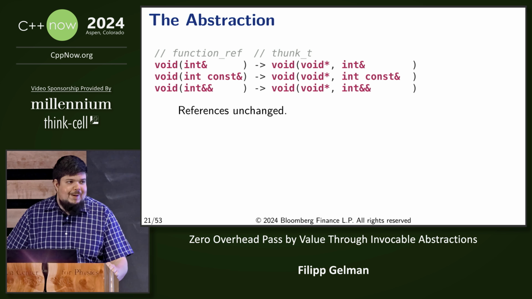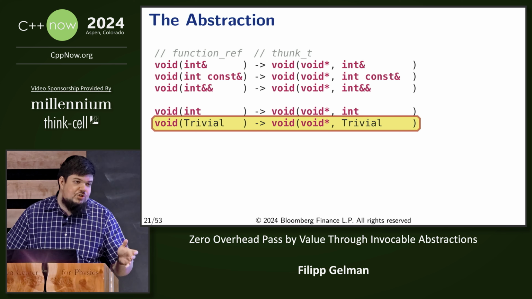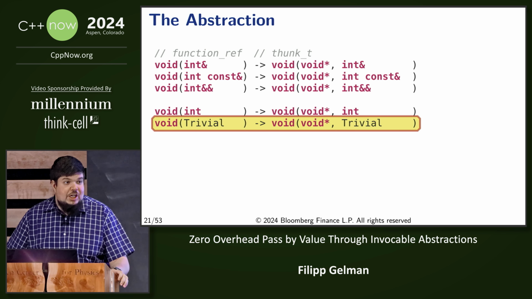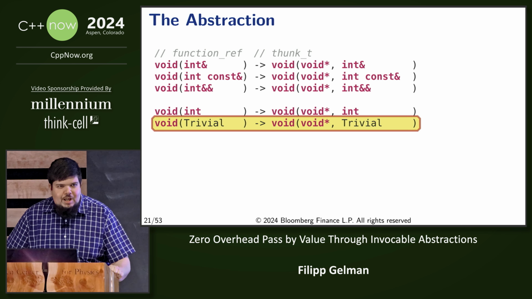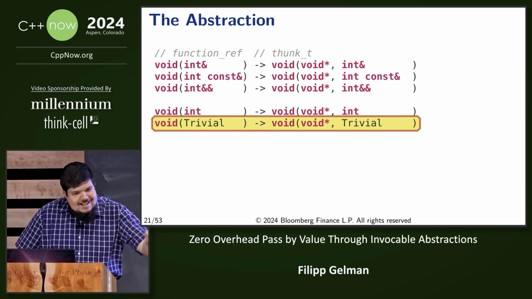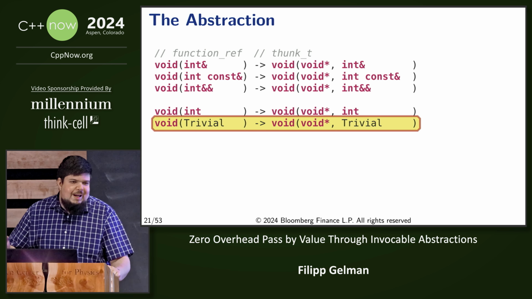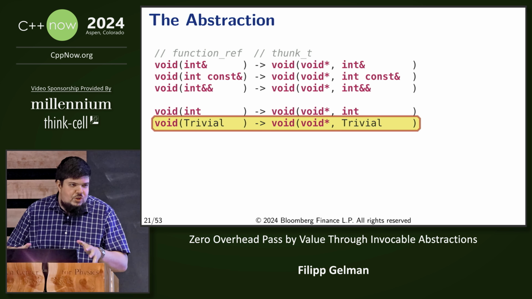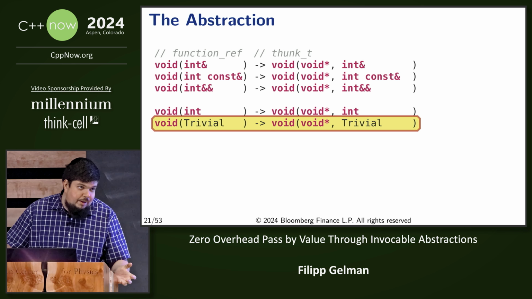Now, if we're passing in something trivial, like an int, or some trivial class type, then the thunk takes those by value. Would anyone care to guess why? The register? Exactly. Because the ABI says so. Well, with the ABI we have a little flexibility here. The ABI says so, but trivial stuff is in all likelihood going to be in registers already.